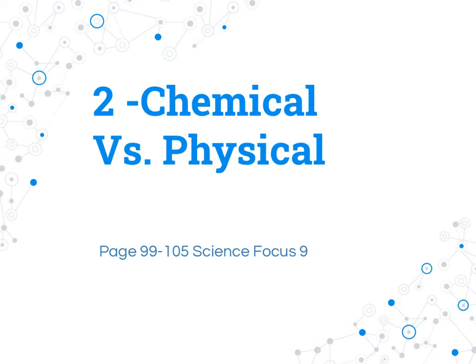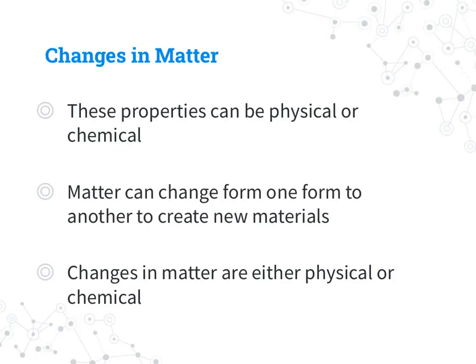Chemical versus physical. This is section 2 in your Science Focus 9 textbook, which is page 99 to 105. Changes in matter. We can have properties that are physical or chemical. Matter can change from one form to another to create new materials, and changes in matter are either considered physical or chemical.